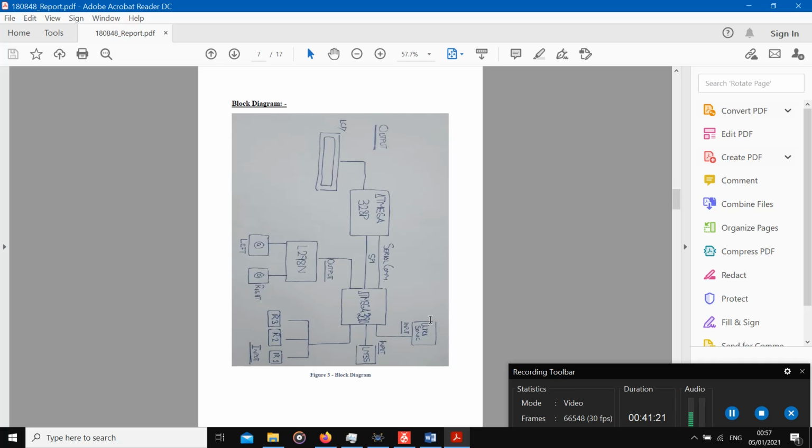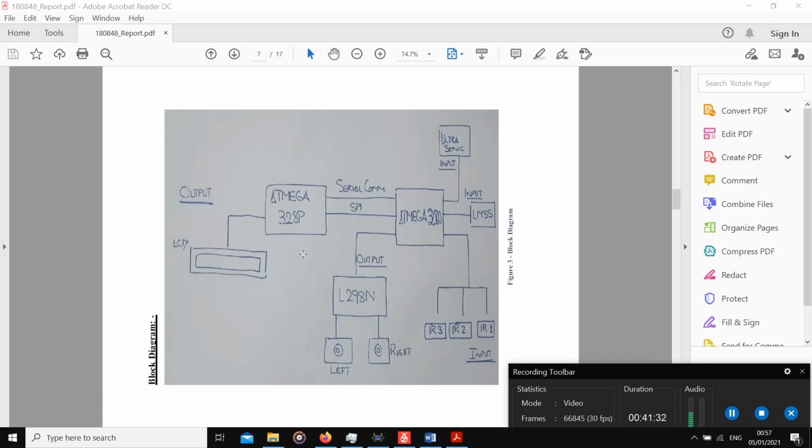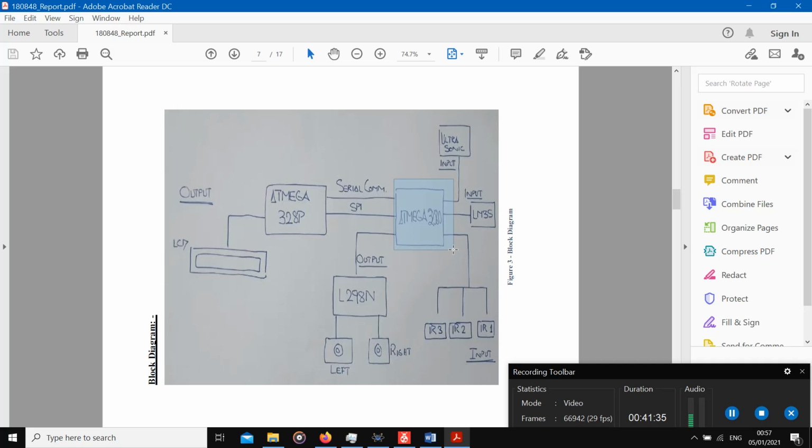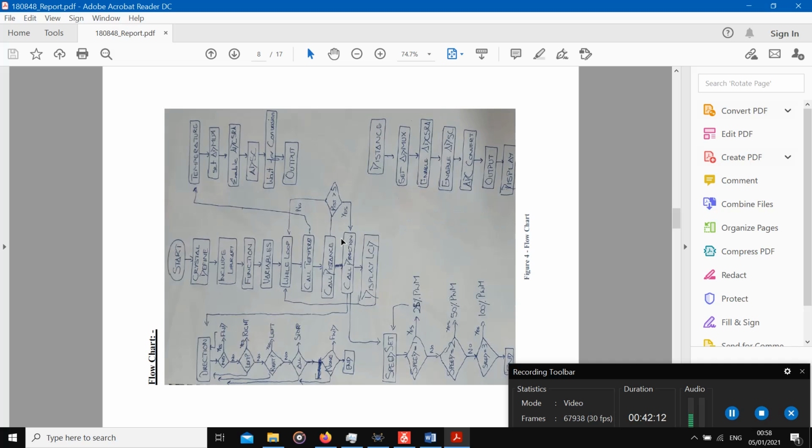Then you have the block diagram. It is a very simple block diagram. Let me just get it to rotate. So here we go, here we have its rotated version. First of all, you have the ATmega2560. It has three inputs: from the ultrasonic sensor, from the LM35, which is your temperature sensor, and your three IR resistors that are used as your sensors. These were the three tasks. Then you have the output over here, that is the L298, and you have your motors attached to it, the left and the right. Then you have the serial communication through the SPI that gives it to the 328P, and your final output is obtained here on the LCD. So this is just a simple block diagram of the problem that we have just illustrated.